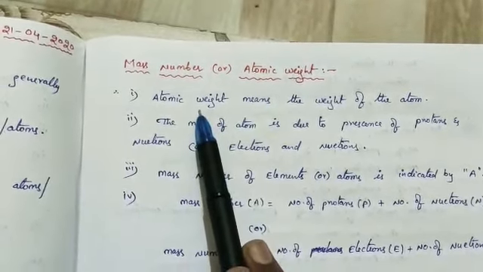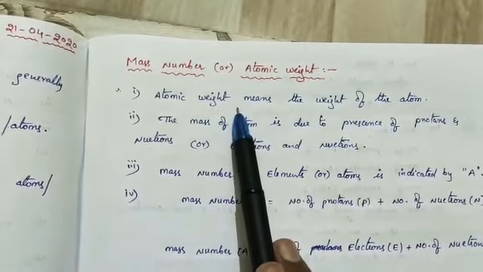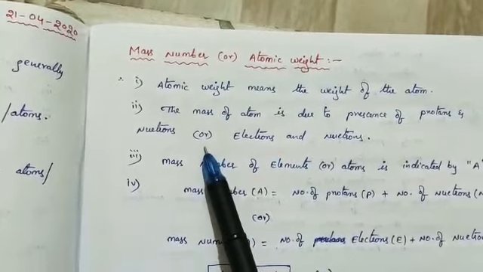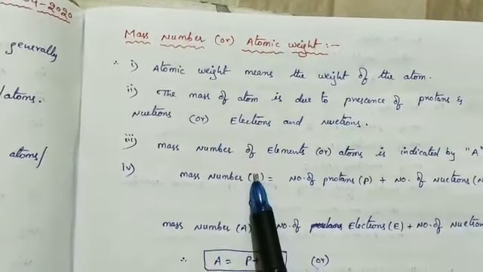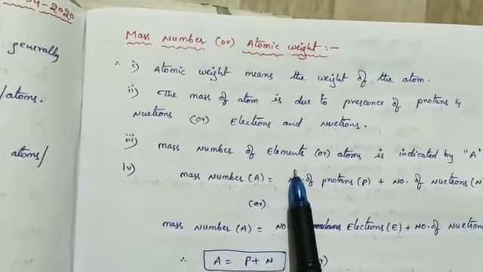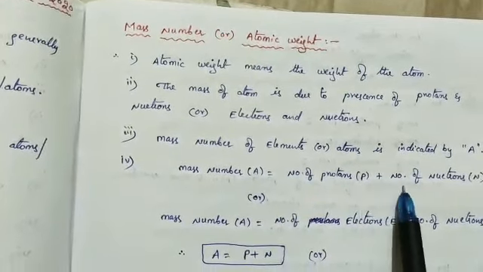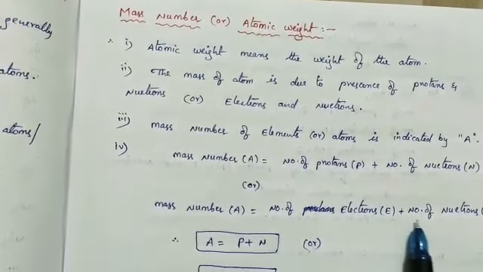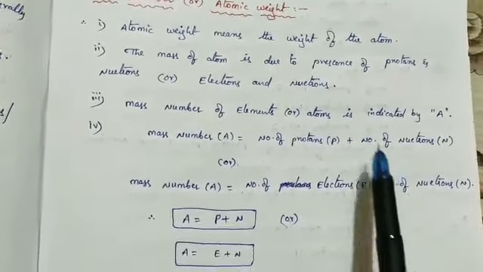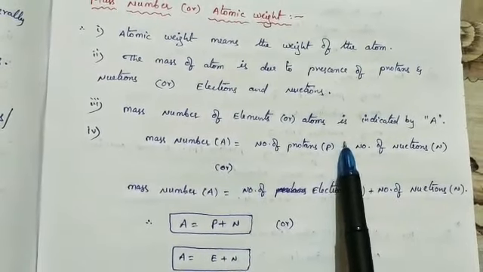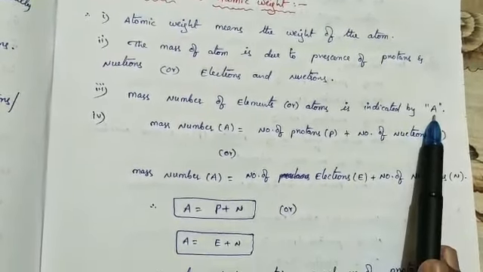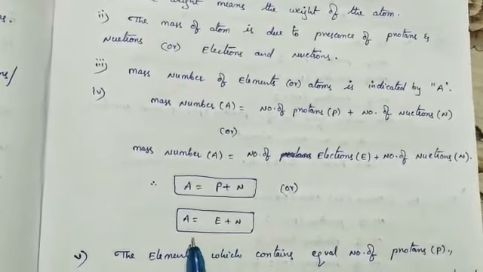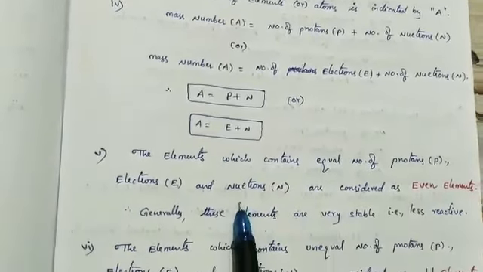Generally every atom or every element has a particular weight, or mass. It is due to the presence of protons, electrons and neutrons. Therefore the mass number of an element, or the atomic weight of an element, is commonly the summation of the number of protons and neutrons, or the number of electrons and neutrons. The mass number of an element is indicated by the letter A. So A equals protons plus neutrons, or A equals electrons plus neutrons.